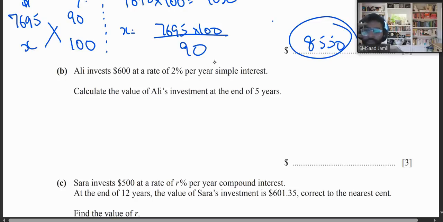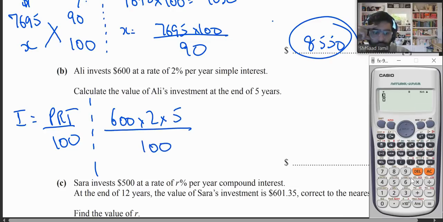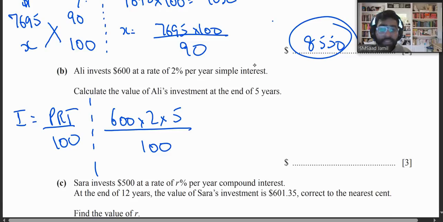Look, I is equal to PRT divided by 100. So principal amount 600, interest 2, for 5 years, divide the whole thing by 100. This is the formula. Okay, 600 multiplied by 2 multiplied by 5, divided by 100. Look, 60. Alright, but please do not write this as your answer. 60 is the interest he got.